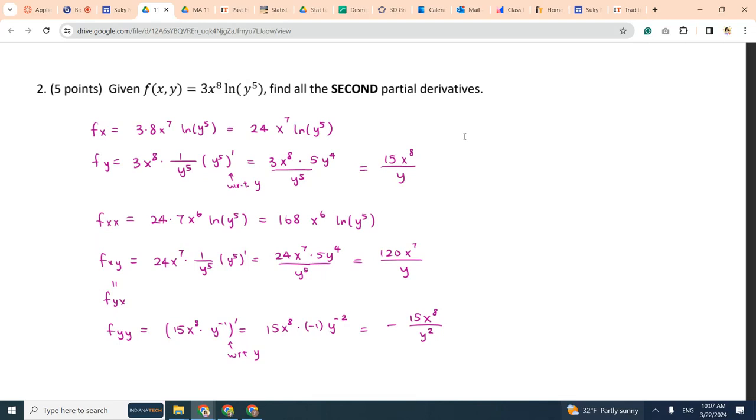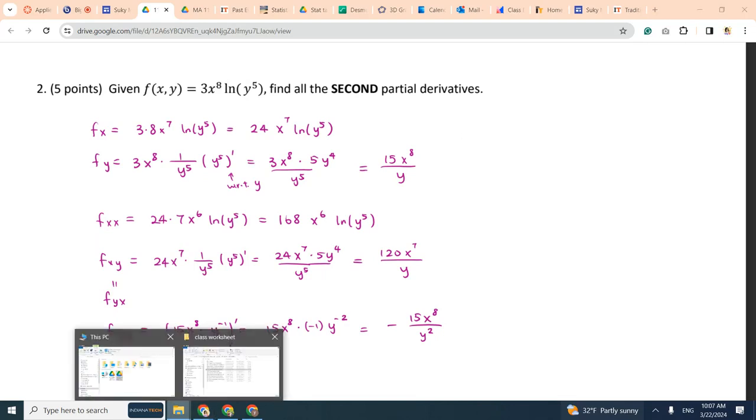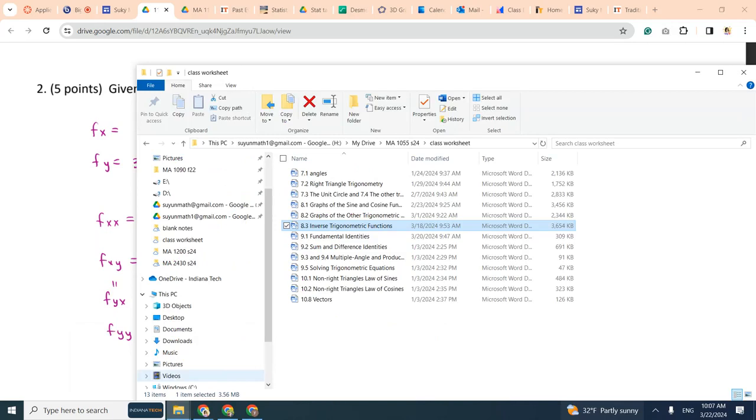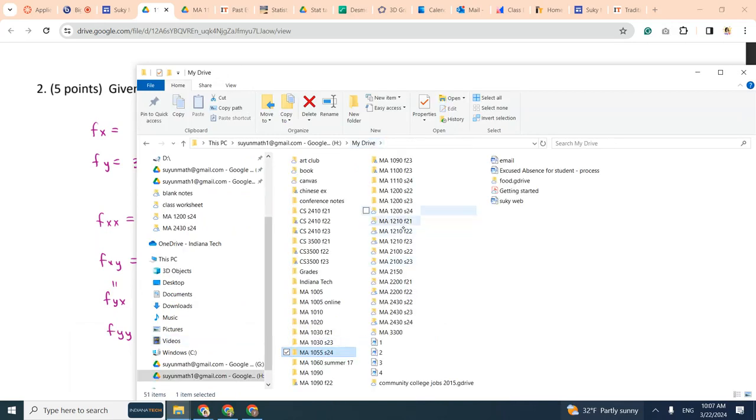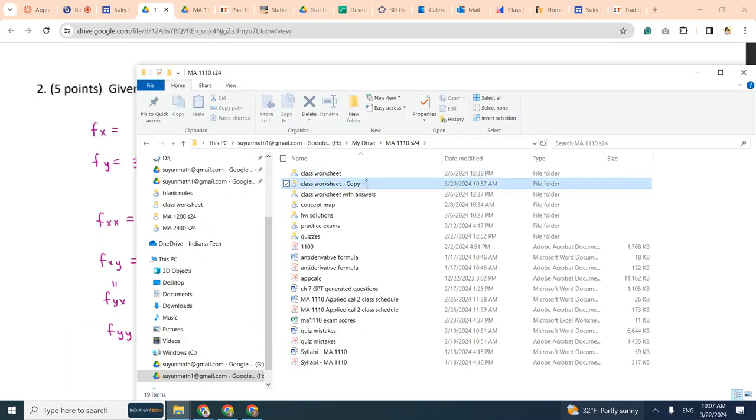So, do you see this is ln y to the fifth? Let me open a Word document so I can write on it. So people not in the class can watch the recording.